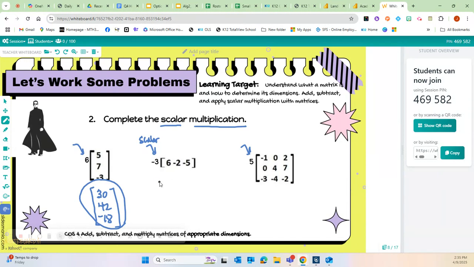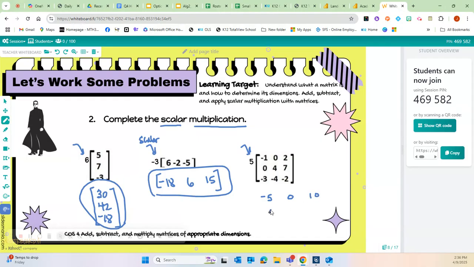That's why it's called scalar multiplication. So negative 3 times 6 is negative 18. Negative 3 times negative 2 is positive 6. Negative 3 times negative 5 is positive 15. And then we put the brackets back around. In the last example, the scalar is 5, and we've got to multiply everything by 5. So it's pretty well self-explanatory. You just need to make sure you don't make any careless mistakes.